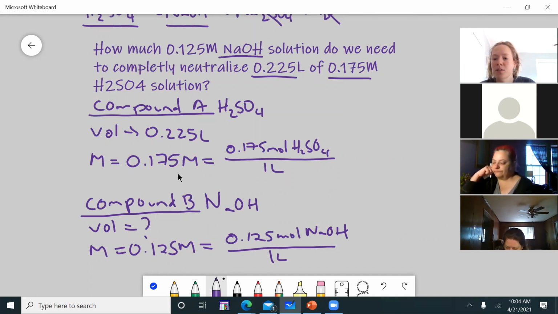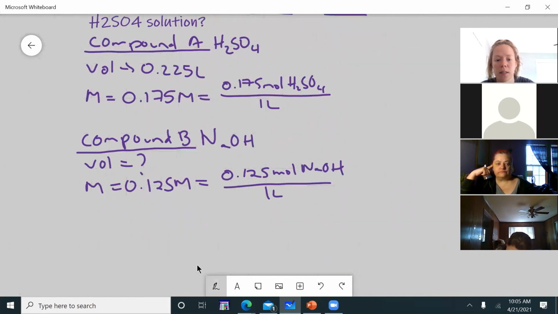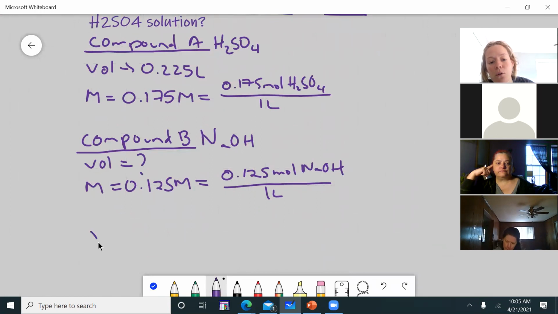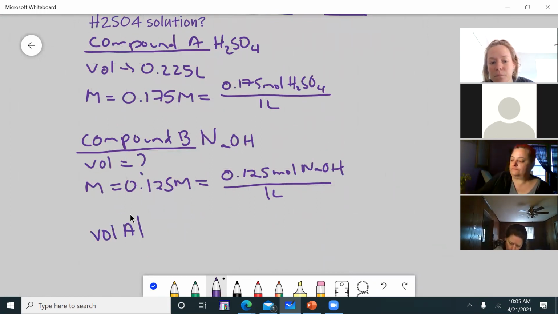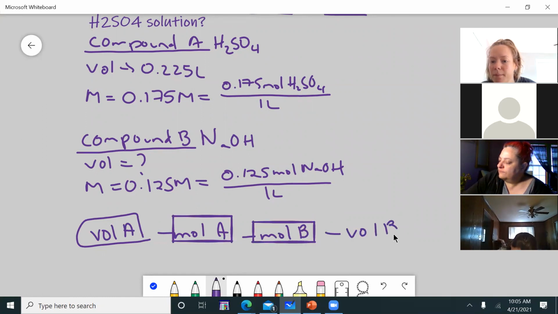Are you with me so far as just how to organize the information? As you get better at these, you may not have to do all of this, but I do feel like it helps to lay it out. So what did we say as far as our flow chart was concerned? This problem is going to get really long here. But we said that we're going to go from volume A into moles of A, into moles of B, and then we can hop back into volume B.